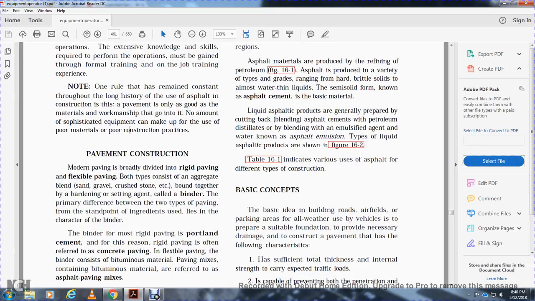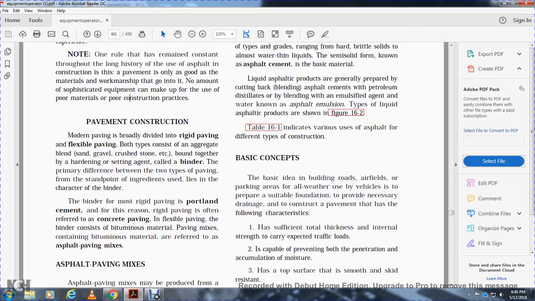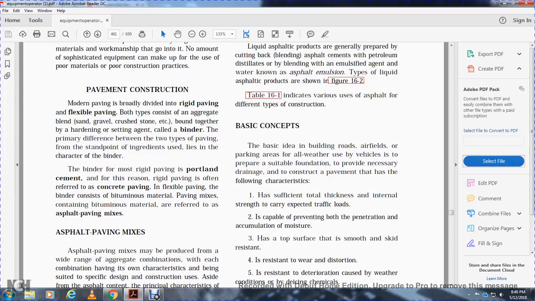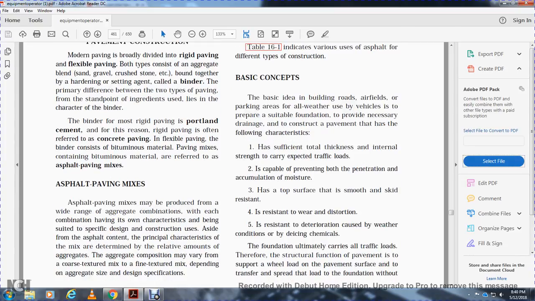Basic concept. The basic idea in building roads, airfields, and parking areas for all-weather use by vehicles is to provide a suitable foundation, provide the necessary drainage, and construct a pavement that has the following characteristics. One, it has sufficient total thickness and internal strength to carry the expected traffic loads and is capable of preventing both penetration and accumulation of moisture. Two, the top surface is smooth and skid resistant. Four, it is resistant to wear and deterioration. Five, it is resistant to deterioration caused by weather conditions and de-icing chemicals.